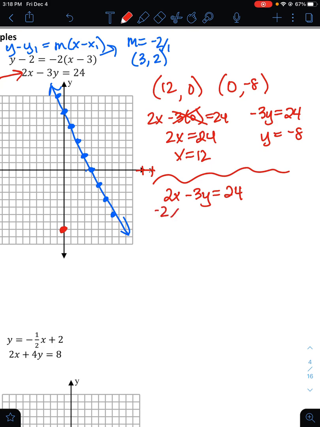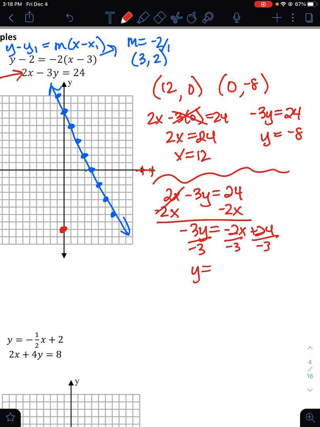So let's solve for y. I'm going to rearrange this in slope-intercept form. So take away 2x from both sides. So I've got -3y equals -2x plus 24, and then divide by -3. So that's y equals. So -2 divided by -3 is really a +2 over 3. And then here's -8, which is what I got earlier when I did my y-intercept. So I've already got my y-intercept.